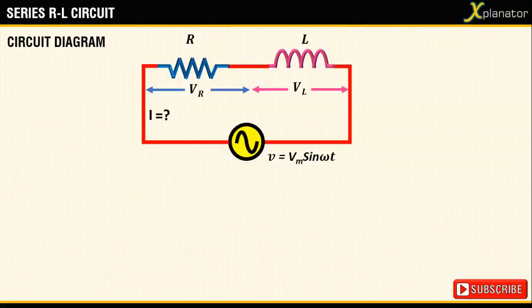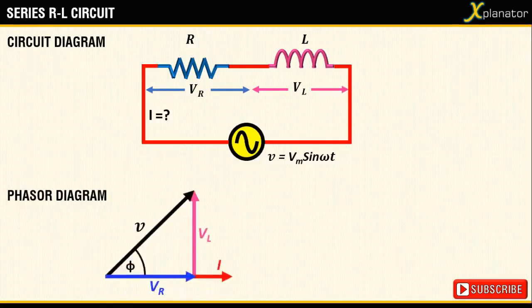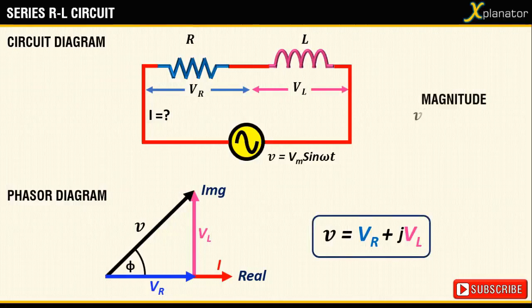For this, we take the help of the phasor diagram. The phasor diagram for a series RL circuit has already been described in my previous videos. Do check out the links for reference. Now from the diagram we can see that the equation for voltage can be written as V equal to VR plus j times VL. To find the magnitude of this voltage, using Pythagoras theorem in the right-angled triangle, you get V square equal to VR square plus VL square.